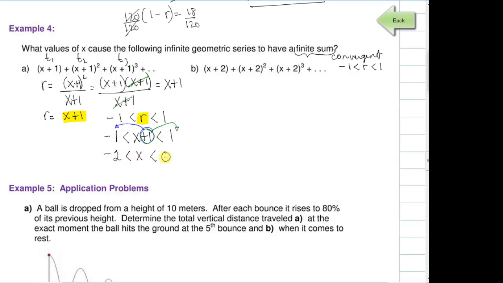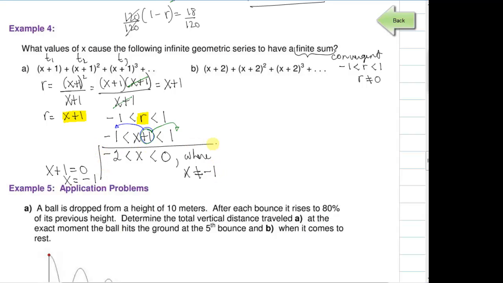Now, don't forget that with a convergent infinite geometric series, r cannot be equal to 0, okay? So what you need to do is take your value for r here, make it equal to 0, and find out what x is when x plus 1 equals 0. So we're going to solve for x here. We're going to bring the positive 1 over to the right. It becomes negative. And so the condition is that x cannot equal negative 1.